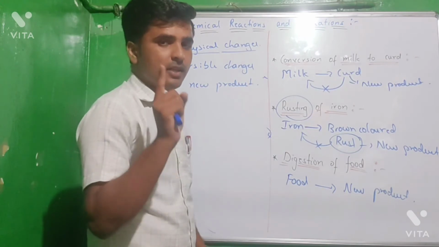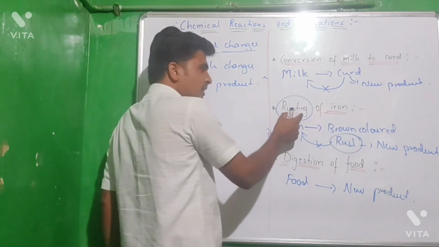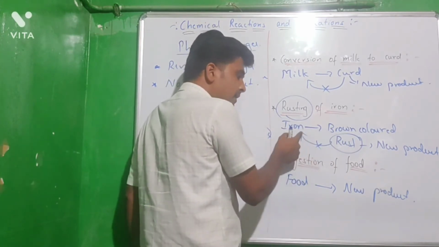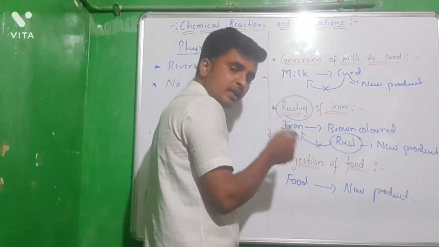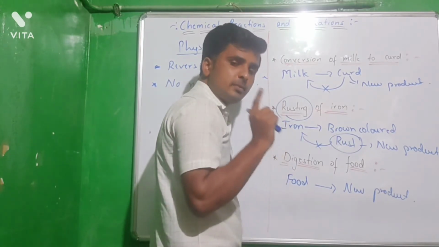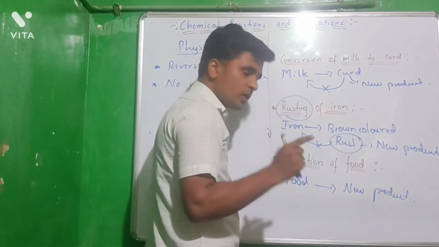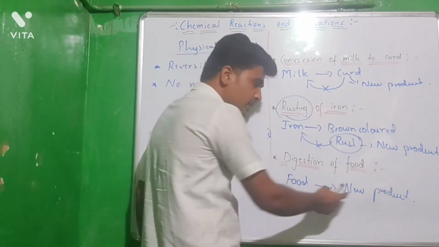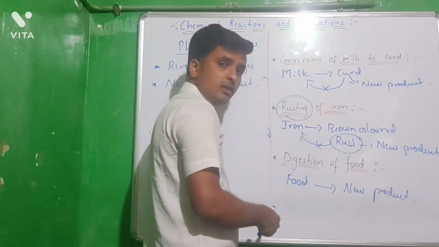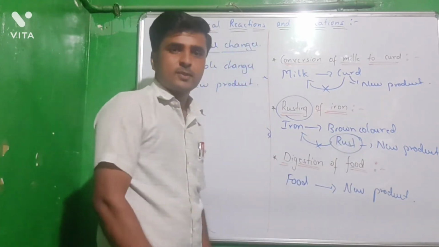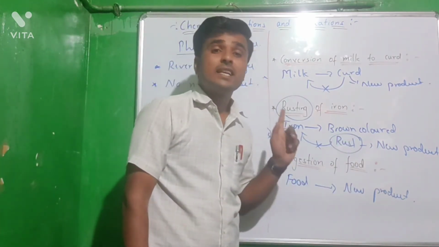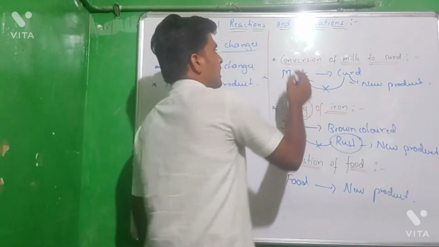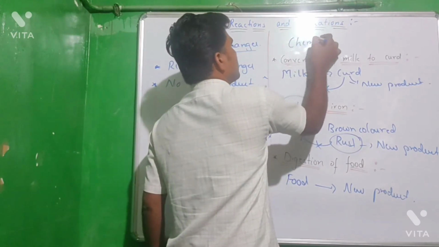Or irreversible change. Then again here, rusting of iron. We get rust from the iron, but not iron from the rust. So it is also an irreversible reaction or change. The next one is digestion of food. In the digestion of food, we get a new product from the food, but not food from the new product. So it is also an irreversible change. These types of changes are called chemical changes.